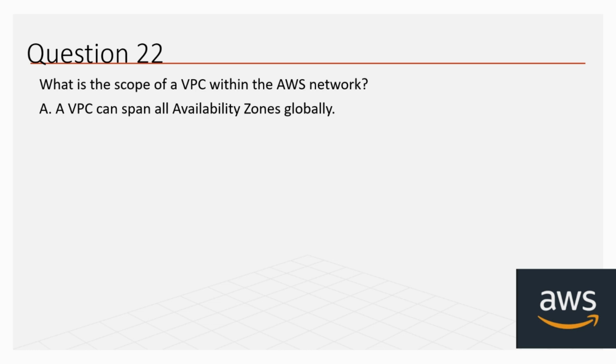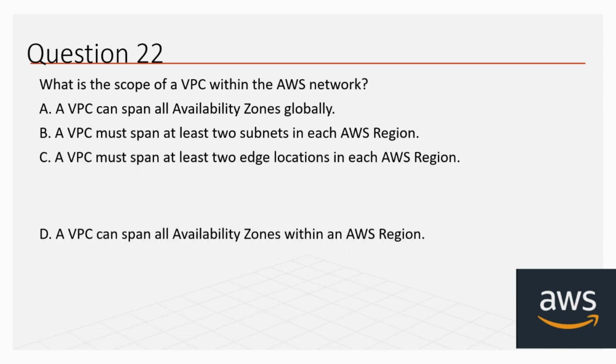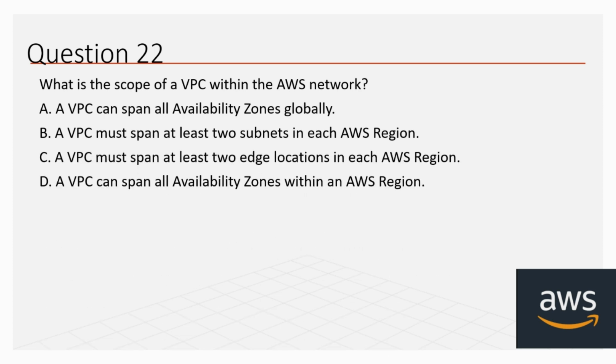The next question is, what is the scope of a VPC within the AWS network? The options are: A, a VPC can span all availability zones globally. B, a VPC must span at least two subnets in each AWS region. C, a VPC must span at least two edge locations in each AWS region. D, a VPC can span all availability zones within an AWS region.